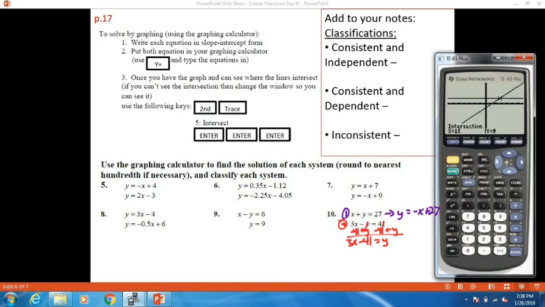And now you're going to hit second trace. We want option number 5. Hit enter 3 times. And then you should come up with the solution of 17, 10.